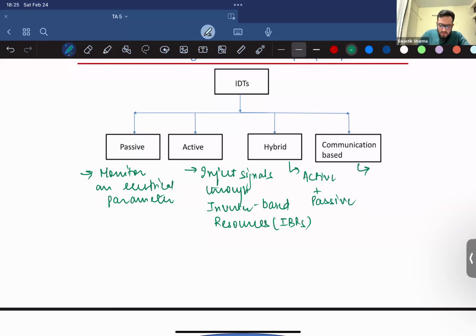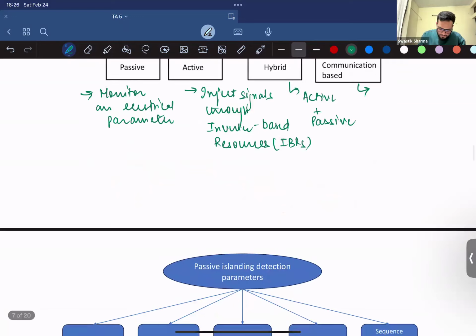These inverter based resources, also called IBRs, can be used to inject a signal into the system and then check how voltage, frequency, or other electrical parameters are deteriorating, and then we can tell if islanding has occurred or not. Then we have hybrid. Hybrid uses both active plus passive techniques. When we discuss, I'll tell you the disadvantages of both of these techniques and why we need hybrid techniques. And then we have communication based IDTs. We are using VAMs, we are using SCADA, right? So we have communication, so why not? Since the whole point of the smart grid is interoperability, all the devices must communicate with each other. If the devices are communicating with each other, why do we need to inject or monitor something if we can just let the devices talk to each other? So communication based techniques are also there.